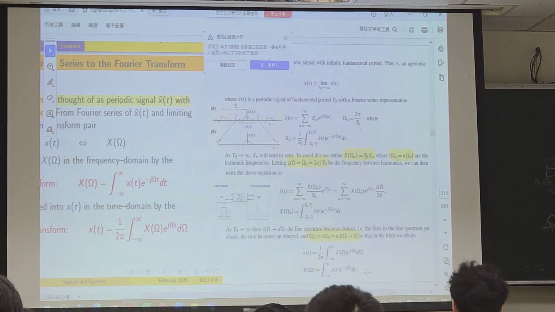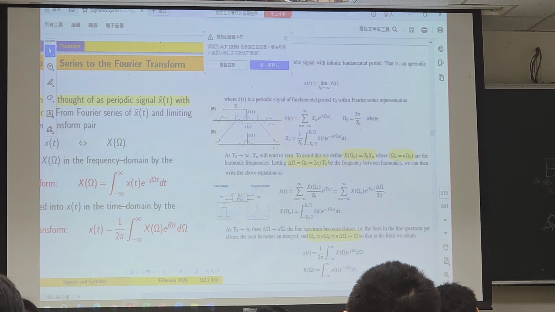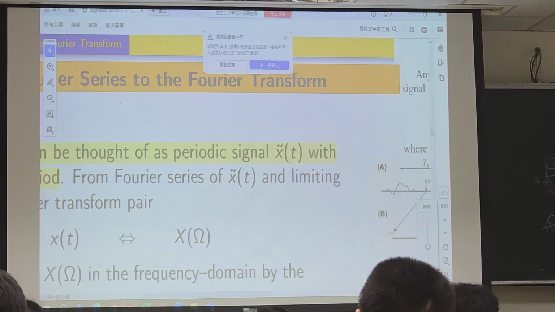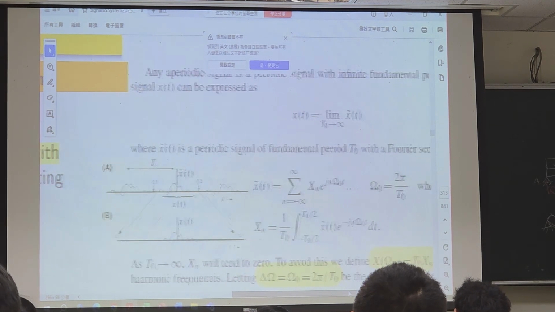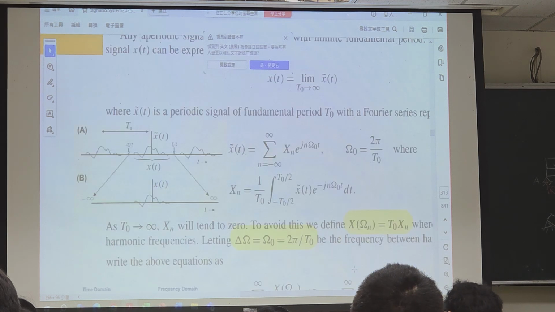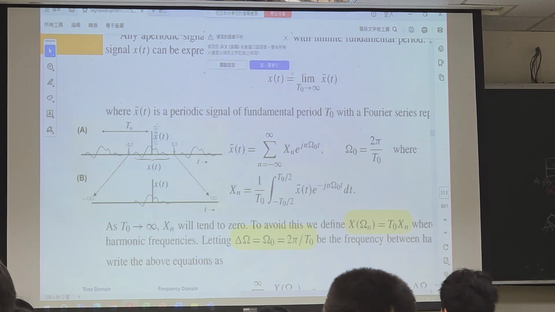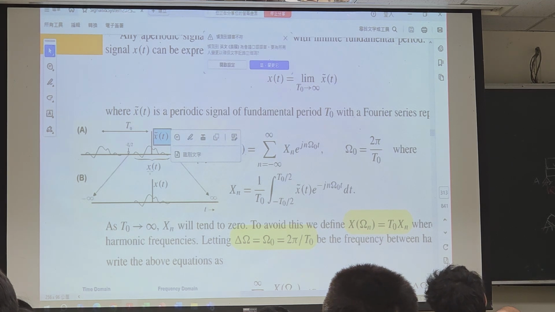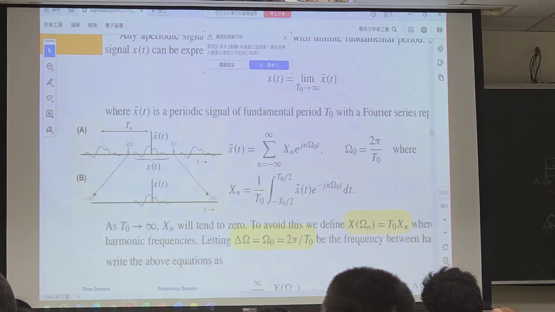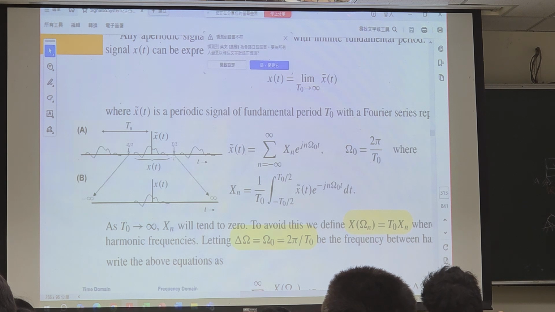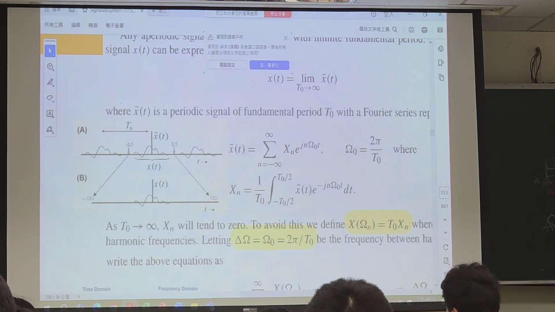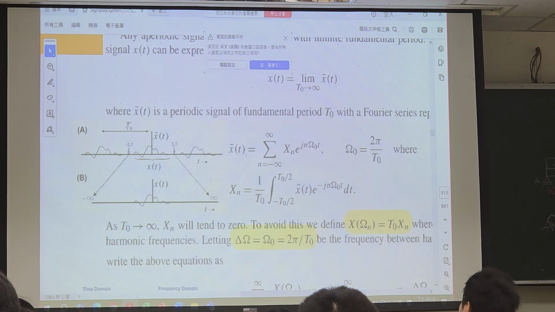Okay, so suppose I have, remember that in the Fourier series expansion, suppose I have a periodic function, let me call it x delta of t. So suppose this is a periodic function. Okay, so this is x delta of t. The fundamental period is t sub 0. So t sub 0 is the fundamental period.